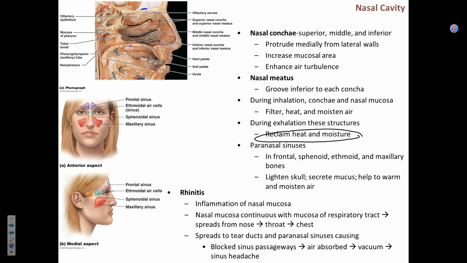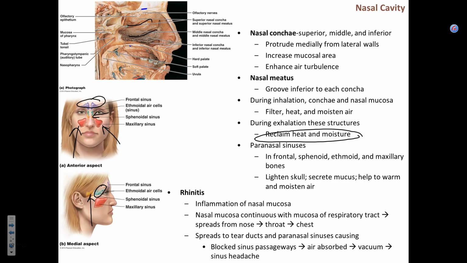Other structures that help to warm the air and make it more humid are sinuses. So frontal sinuses, shown here in blue, you have maxillary sinuses in red, you have sphenoidal sinuses shown in orange, and so-called ethmoidal air cells, which are essentially sinuses as well. All those structures are basically empty pockets.